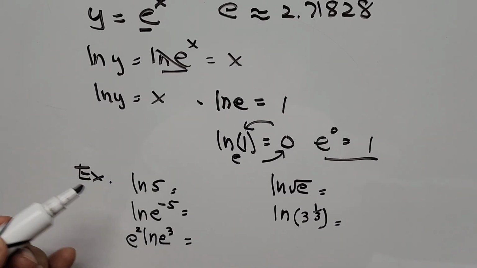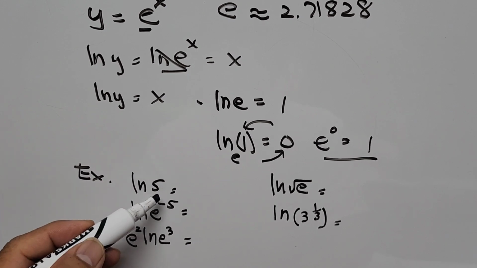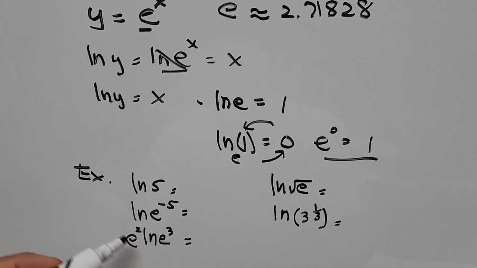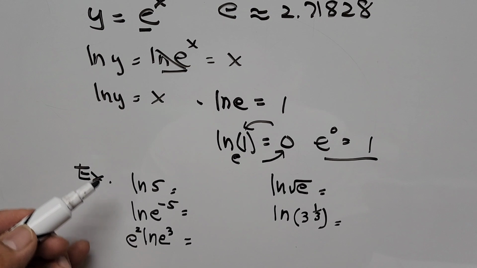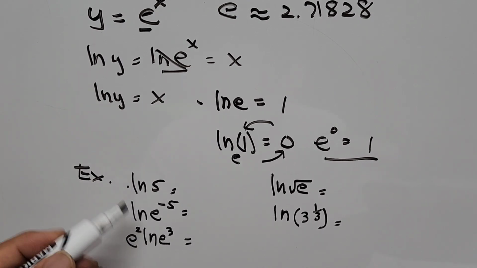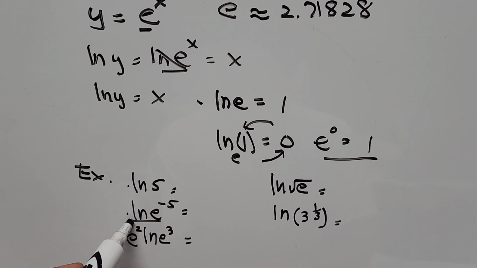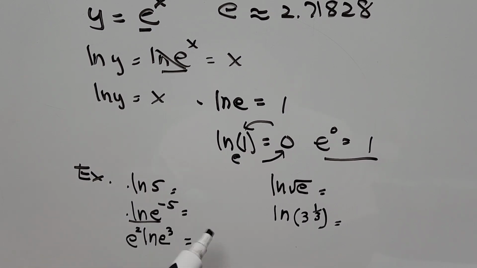So we have some examples of natural logarithm expression right here. ln of 5, ln of e to the power negative 5, and so on. So you can use your calculator in solving this, ln of 5. And here, ln of e to the negative 5, you don't need a calculator since ln of e is 1. So we ended up with just the exponent, right? So that is negative 5.